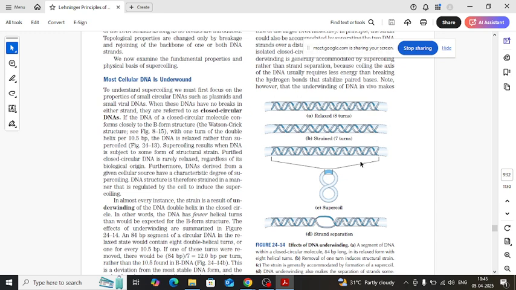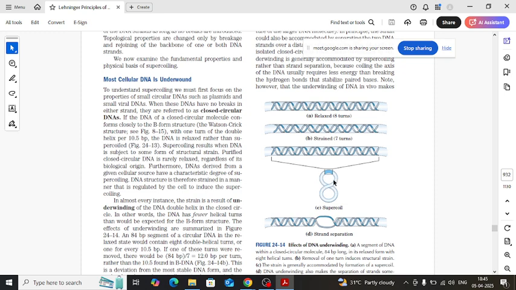But when there is a strain, suppose you release 1 turn, so the turns will be reduced to 7. Then that is called underwinding. When the linking number or the number of turns is reduced, then it is not relaxed, it is strained, and this is called underwinding. Because of this strain, to adjust it, the remaining portion will supercoil.